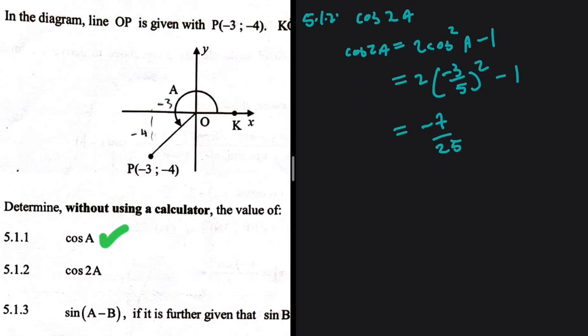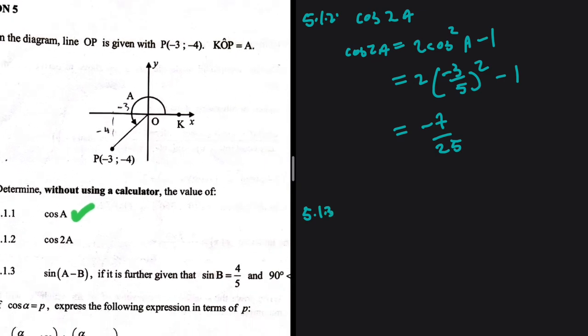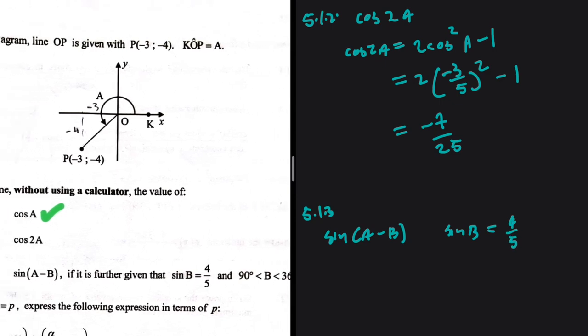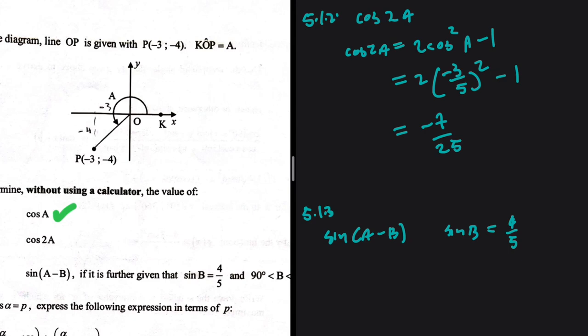Okay, and then the question that follows, 5.1.3, we are determining the value of sine of A minus B if it is given that sine of B is equal to 4 over 5, where B lies between 90 and 360. Okay, so let's take a look.